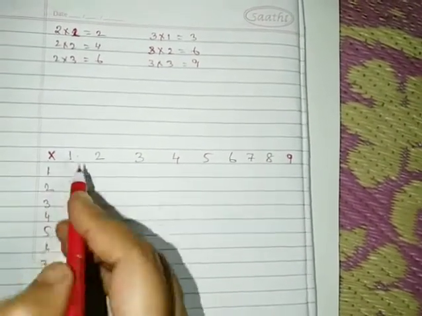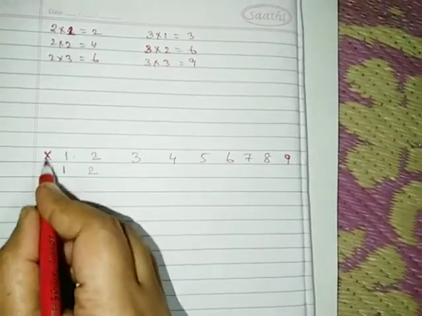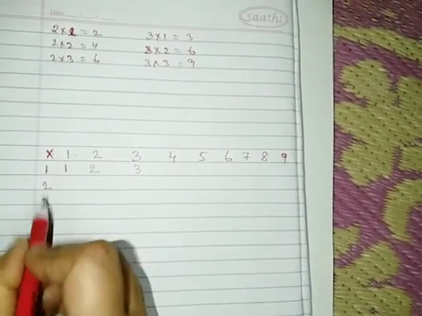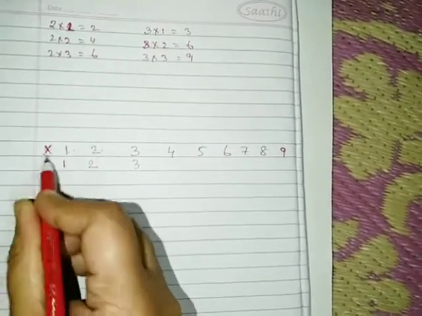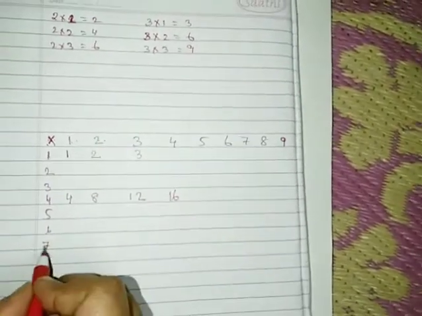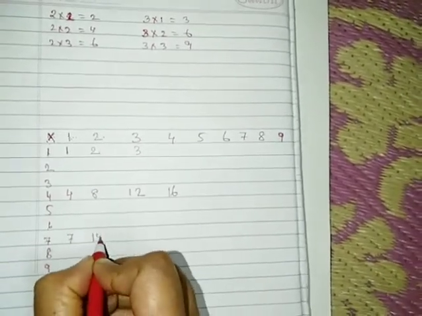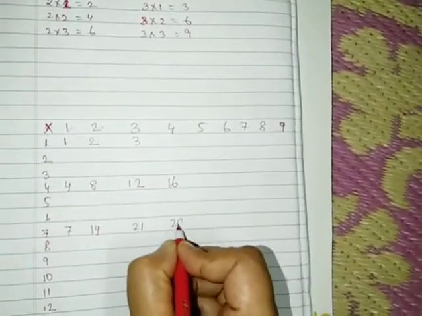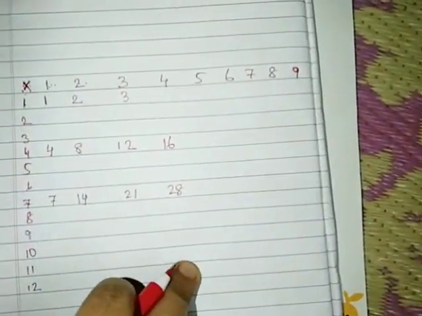Say 1 into 1. 1 into 1 is 1. 1 into 2, 2. 1 into 3, 3. Let's move to some bigger number, 4. 4 into 1, 4. 4 into 2, 8. 4 into 3, 12. 4 into 4, 16. Let's move to 7. 7 into 1, 7. 7 into 2, 14. 7 into 3, 21. 7 into 4, 28. All the tables we can write in this single grid.